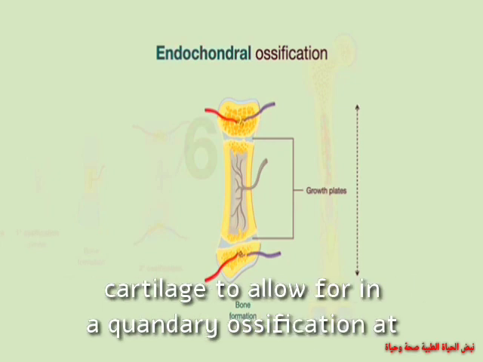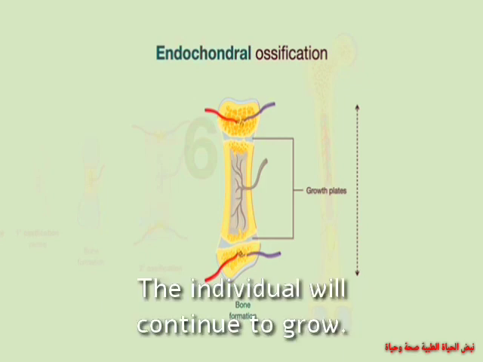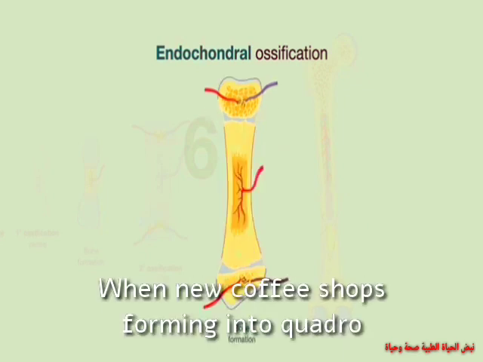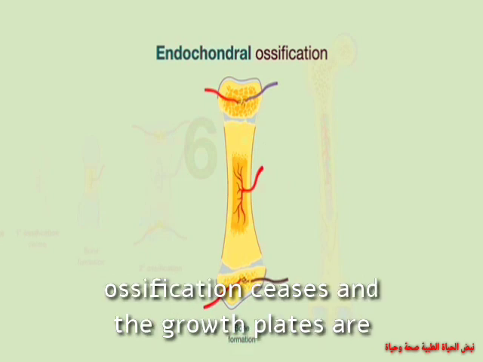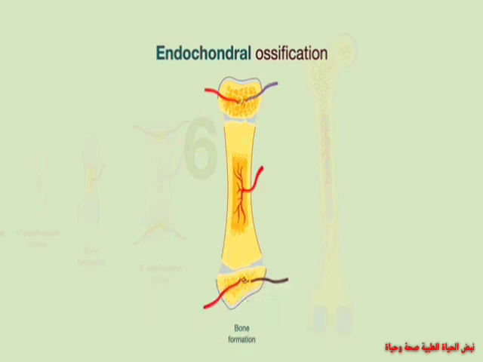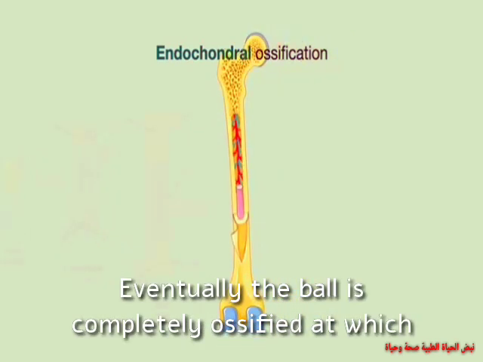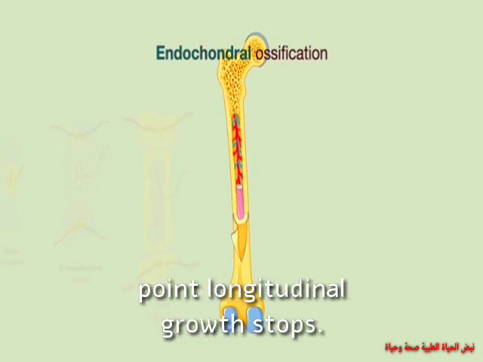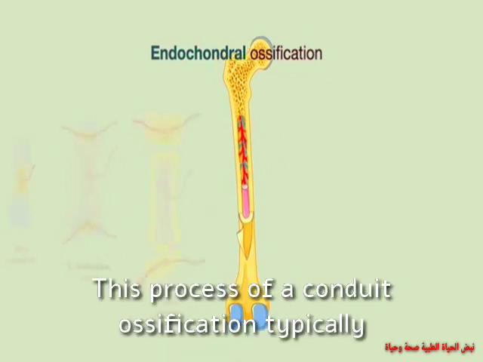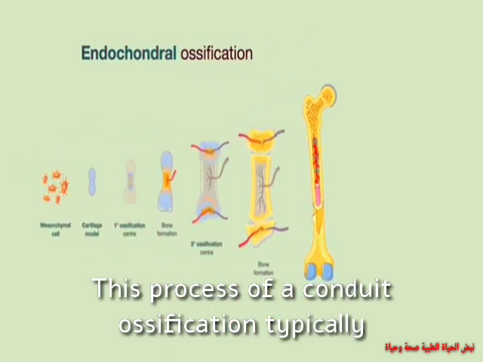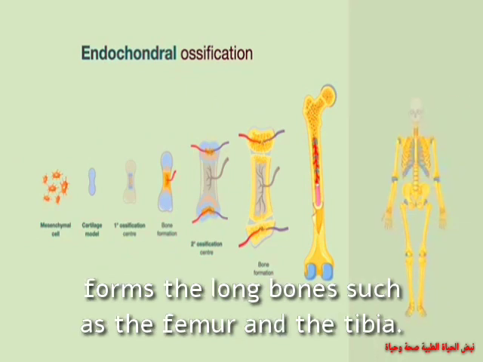So if there is cartilage to allow for endochondral ossification at the growth plates, the individual will continue to grow. When new cartilage stops forming, endochondral ossification ceases, and the growth plates are considered closed. This typically occurs towards the end of puberty. Eventually, the bone is completely ossified, at which point longitudinal growth stops. This process of endochondral ossification typically forms the long bones, such as the femur and the tibia.